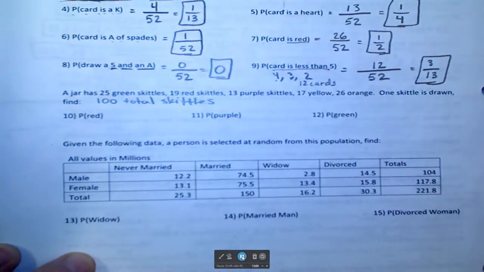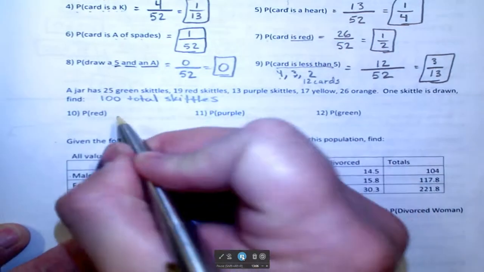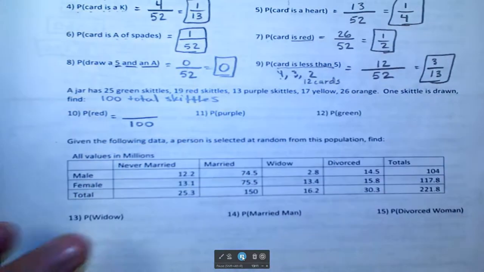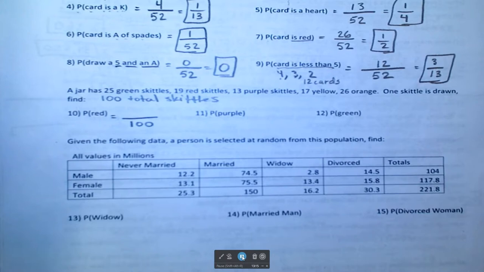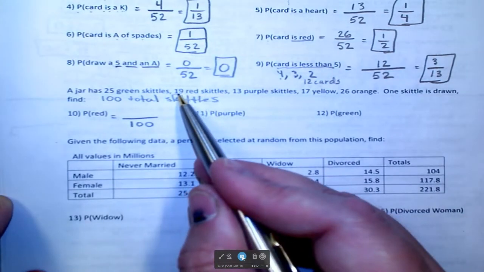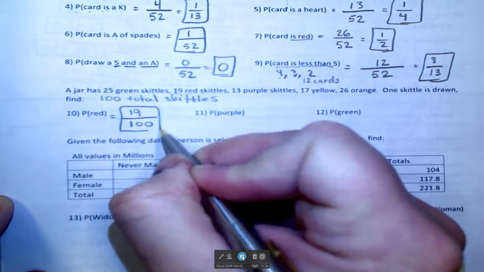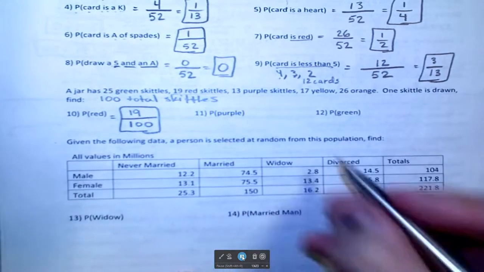Okay? 100 total Skittles. Now, that's important because that's my total number of outcomes. So they ask us, what's the probability that we draw a red Skittle? We know the bottom number is 100. Why? Because there's 100 possible outcomes. How many of these Skittles are red? And the answer is what? 19. And 19 over 100 doesn't reduce, so that's our answer.